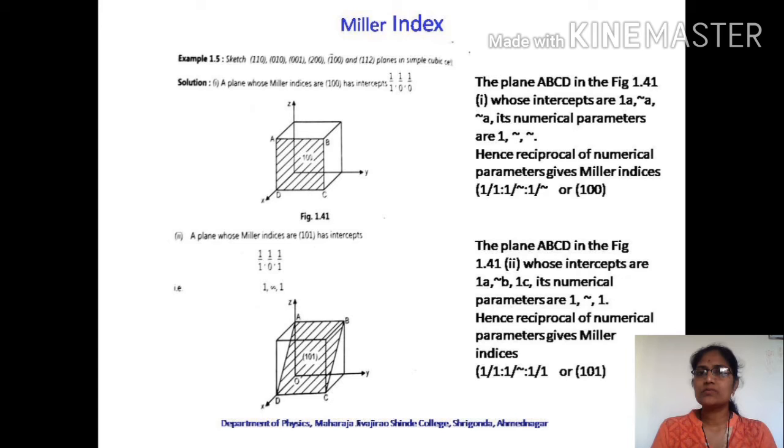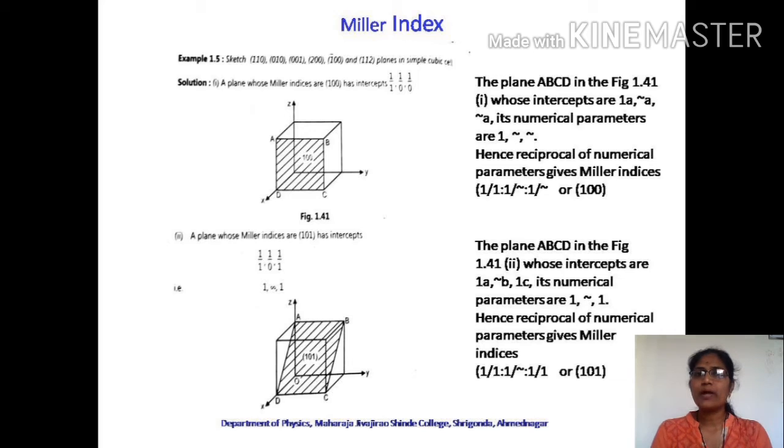What is the meaning of this 100? It means that there is one plane as shown in figure, and it will intercept only the x-axis, because in case of 100 the value of h is 1, the value of k is 0 and the value of l is 0. How did we reach these values? Because we have taken the reciprocal of the numerical parameters. Therefore we have to inverse the procedure.